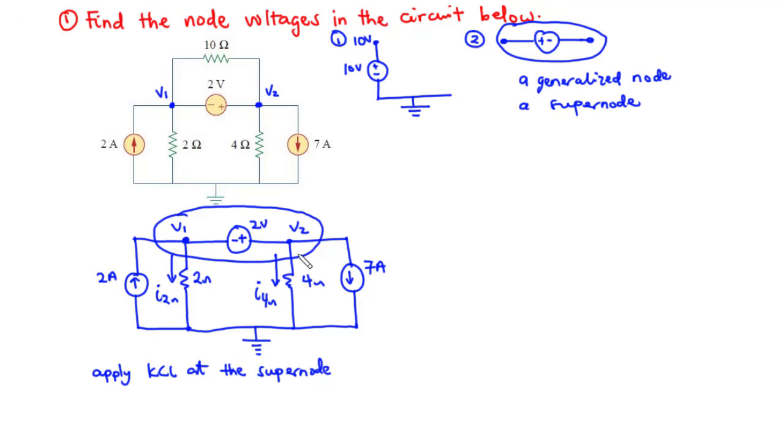And then we have current also leaving the node, 7 amperes current leaving the node. So the difference is this time we consider this whole thing to be a single node because we have a voltage source in between the two non-reference nodes. So let's proceed.